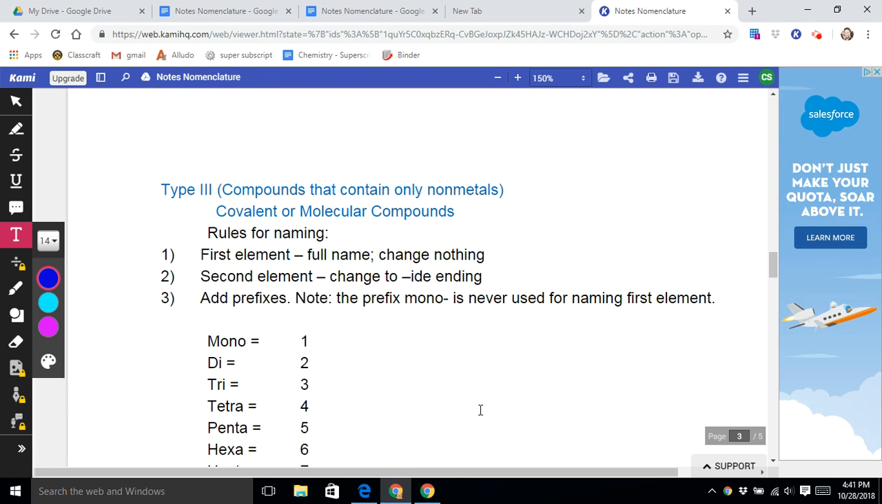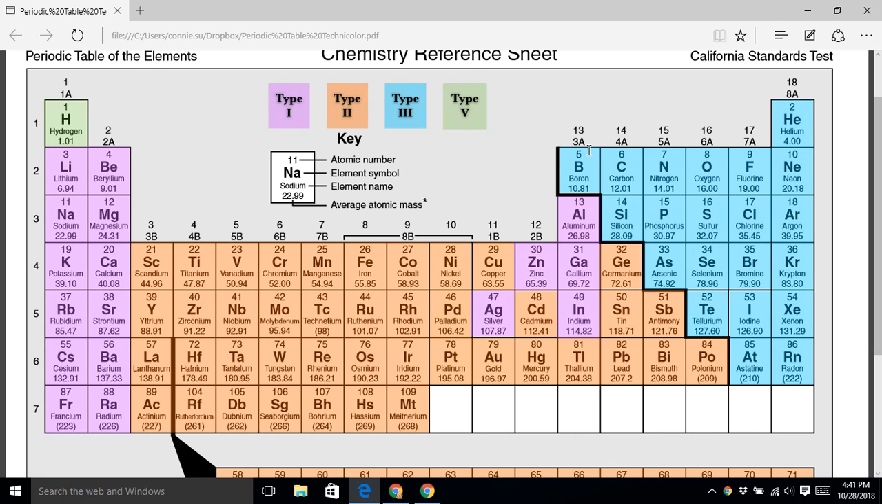Okay, we're going to move on to type 3. Type 3 elements contain only nonmetals. We call those covalent or molecular compounds. So if we look at our periodic table, if our compound starts with any of these elements on the right of the stairs, we call it type 3, or we identify it as type 3.